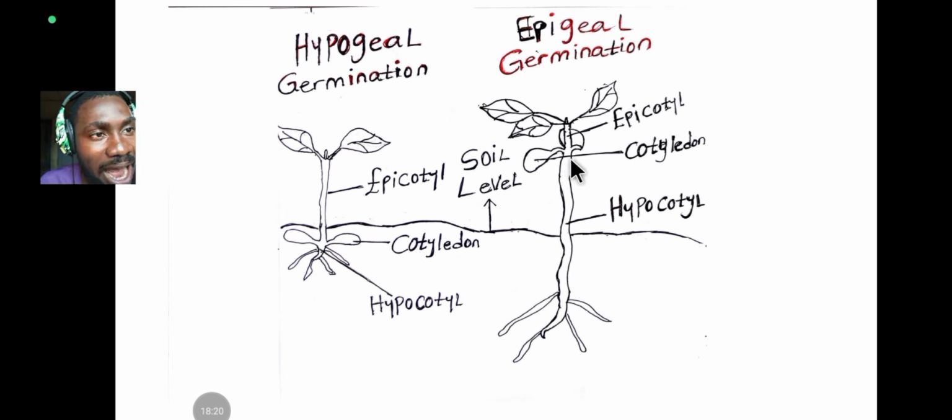You can see hypocotyl is the one that is below the cotyledon, the part of the plant below the cotyledon. It begins to elongate and it pushes the cotyledon. Look at the cotyledon here, above the soil. Okay, so the epicotyl remains the same. This one is the epicotyl, the part of the germinating seed that is above the cotyledon. Epicotyl. All right, that's that for germination.